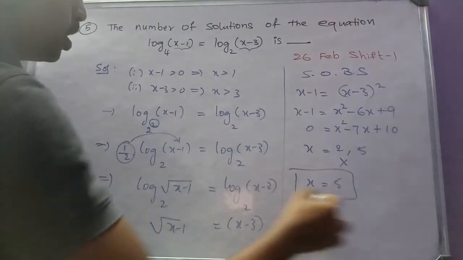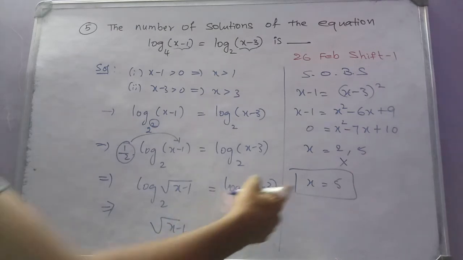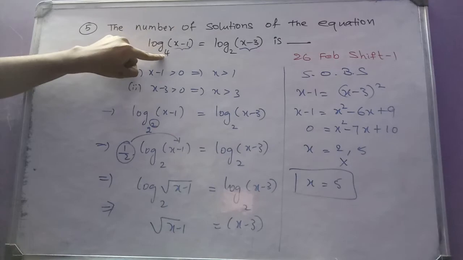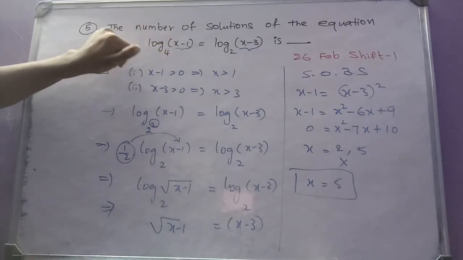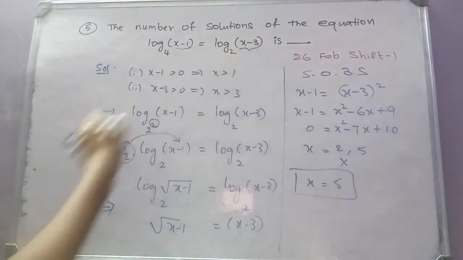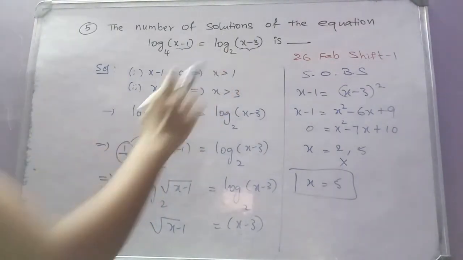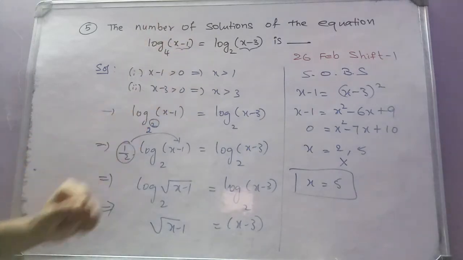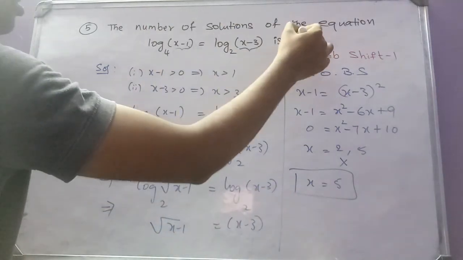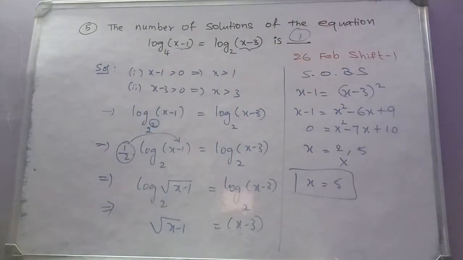I have got a solution x is equal to 5, but for caution let us check whether it satisfies the main equation or not. So log of 5 minus 4 base 4, that means log 4 base 4, is 1. RHS also is 1, correct? Log of 5 minus 3 base 2, that means log 2 base 2, is also 1. So LHS is equal to RHS. It is satisfying our main equation. Therefore the number of solutions is 1. There is only one solution for this. So let us go with the next question, dear students.